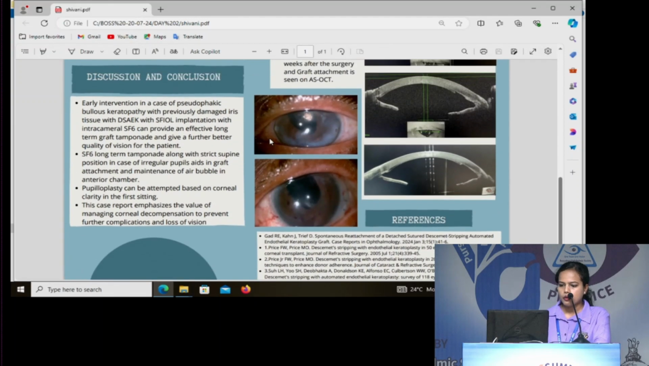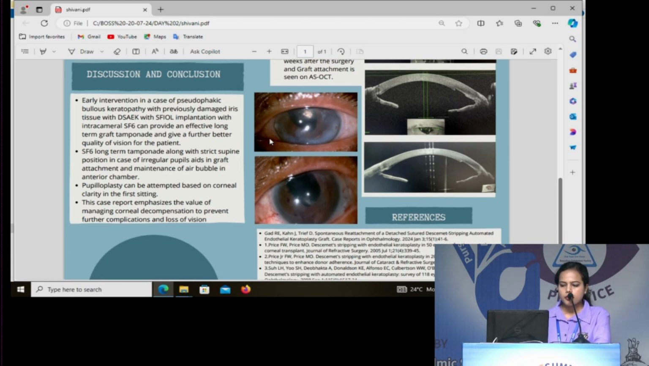Early intervention in a case of pseudophakic bullous keratopathy with a previously damaged iris tissue, with DSEC, with SFIL implantation, with intracameral SF6, can provide an effective long-term graft tamponade and give a better quality of vision for the patient. This SF6 gas long-term tamponade, along with strict supine position. This case report emphasizes the value of managing corneal decompensation to prevent further complications and loss of vision. Thank you, everyone.